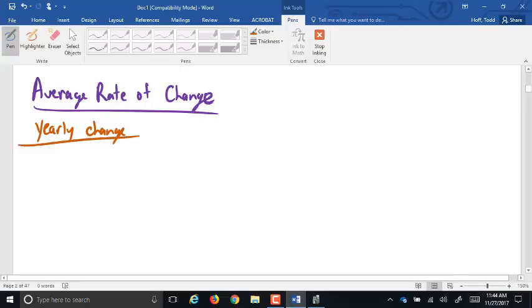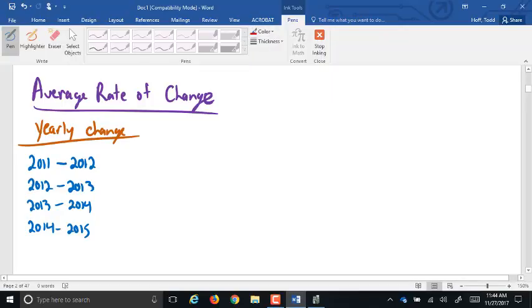So I want you to do this quick in your notes. Find the change from 2011 to 2012. Not a percent, just the absolute amount. How much is it? So you're just going to subtract. Then from 2012 to 2013, the change. 2013 to 2014. And 2014 to 2015.